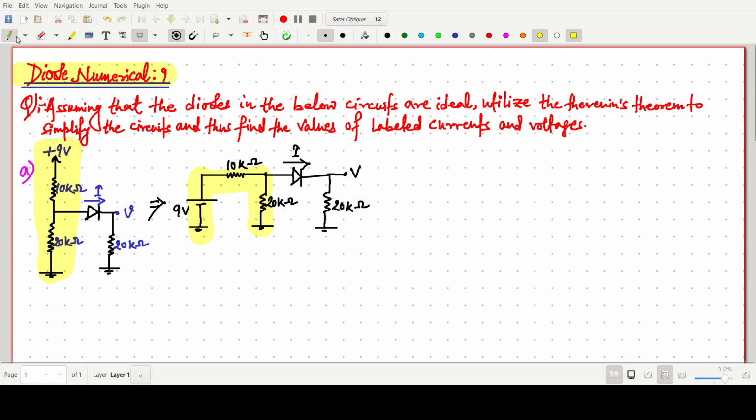Now we have to utilize the concept of Thevenin equivalent. So if this part is the circuit, one can see a Thevenin equivalent voltage VTH from that side of 9 volt. Just apply the voltage divider rule. 9 volt into 20 kilo ohm by 20k plus 10k, or we can simply write 9 into 20 by 30, the kilo will be cancelled out. So this 0 will be cancelled, then this should be 3. There will be 6 volt.